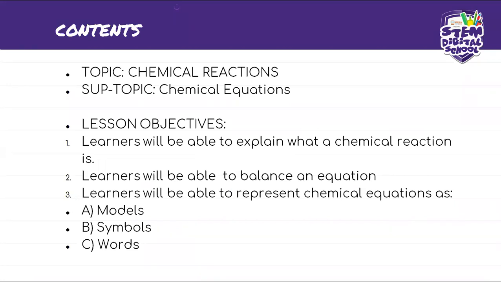So our lesson objectives will be that by the end of the lesson, you should be able to explain what a chemical reaction is. You should be able to balance an equation. You should be able to represent chemical equations using various forms like the models, the symbols, and the words.